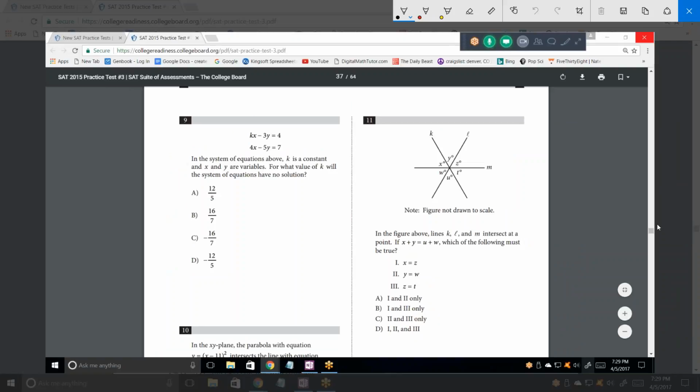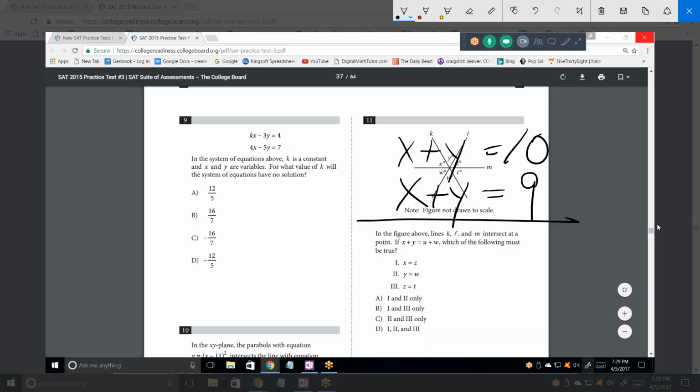In other words, if I said x plus y equals 10 and x plus y equals 9, if I try solving that by elimination, let's say I subtract the bottom from the top, I get 0 equals 1. So whenever I get one number equals a different number, that means no solution. That's exactly what you get.